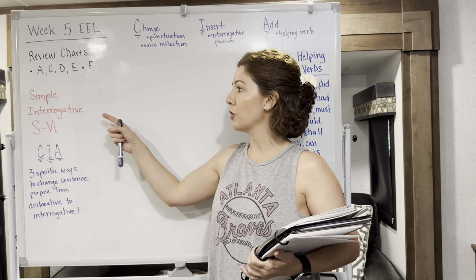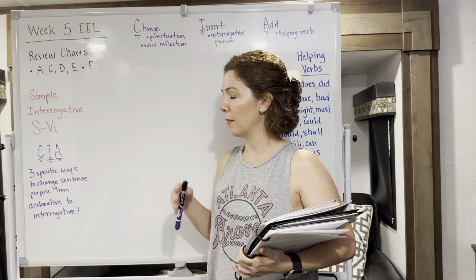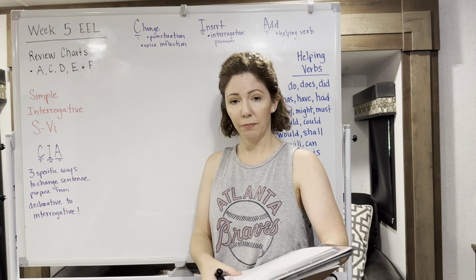So again, this week, because interrogative sentences are a little bit different, we're going to go ahead and run through that as a refresher for the kiddos, because there's some different things going on. To start with, we're going to be looking at how to change declarative sentences to interrogative purposes. There are 3 specific ways that we can do that, and they give us the little mnemonic CIA, which helps us remember the 3 specific ways to change sentence purposes from the declarative purpose to the interrogative purpose.